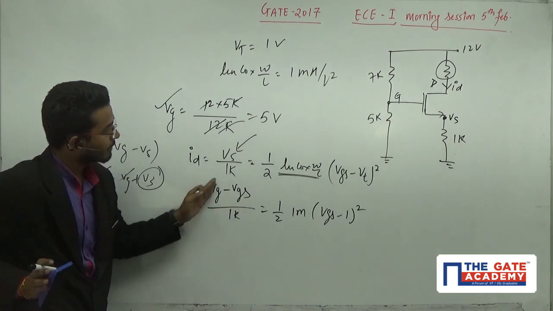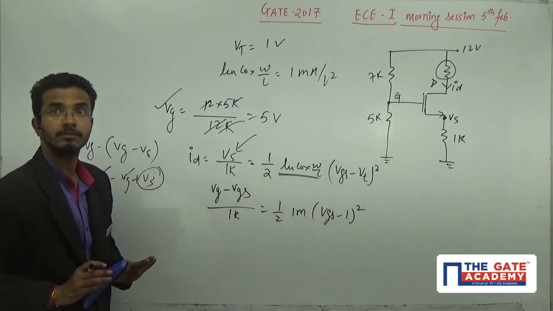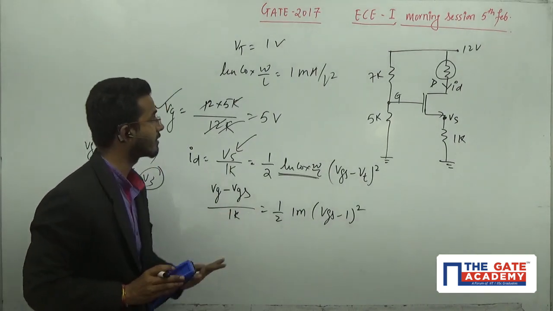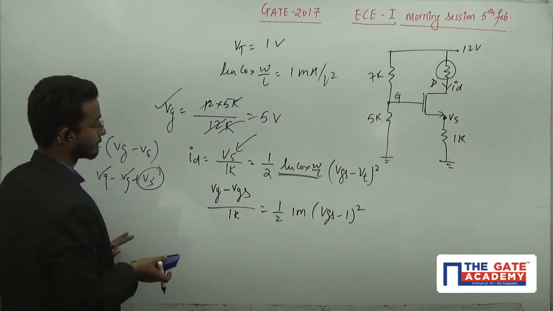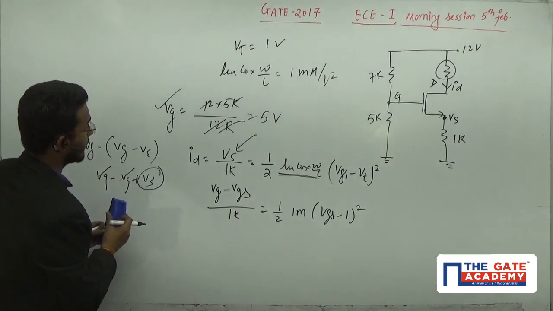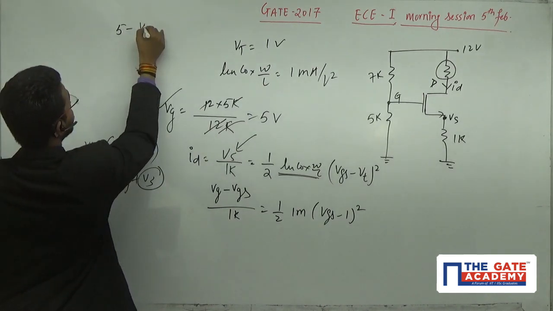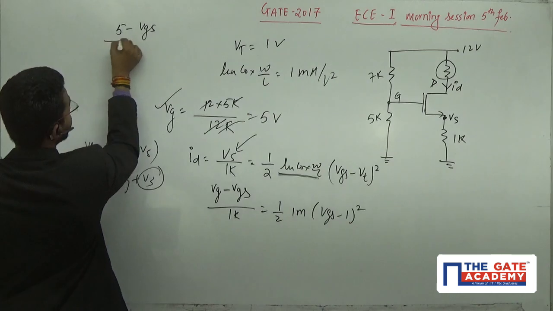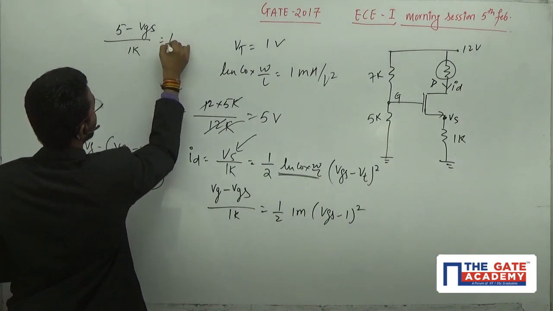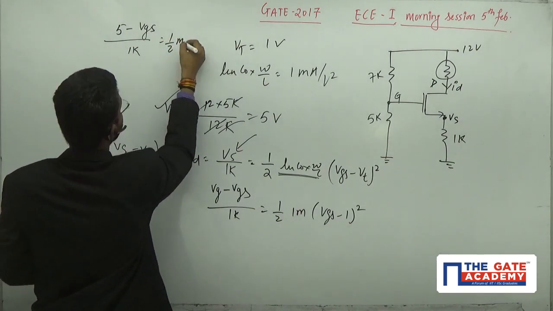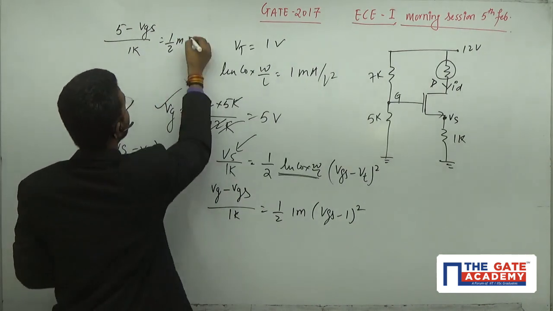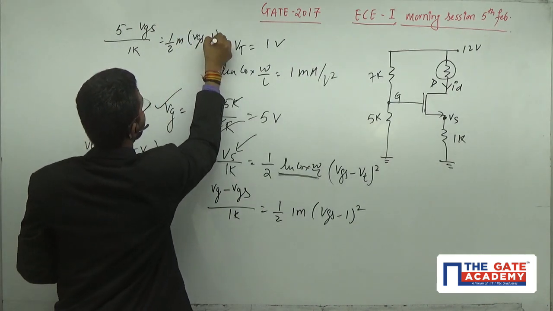This manipulation is required to solve this problem. If you are able to do this, the rest you can do very easily. Now put in the values. That means I am putting in 5 minus V_GS divided by 1K equals 1 by 2 milli, that means 1 milli basically as they are providing, times (V_GS minus 1) to the whole square.